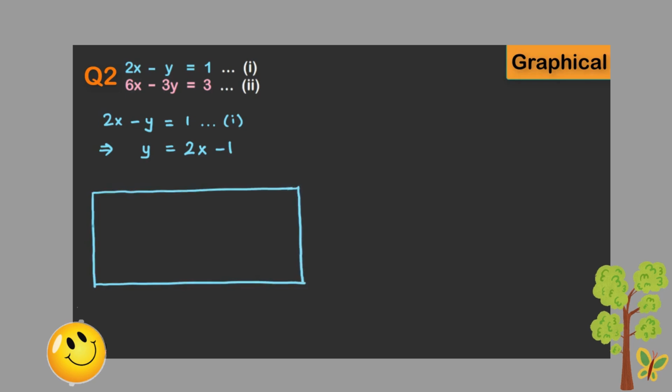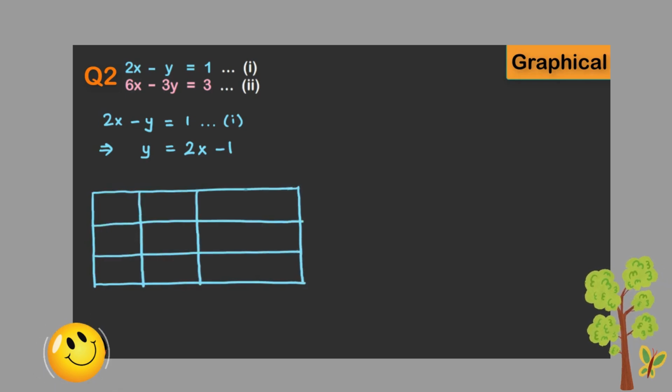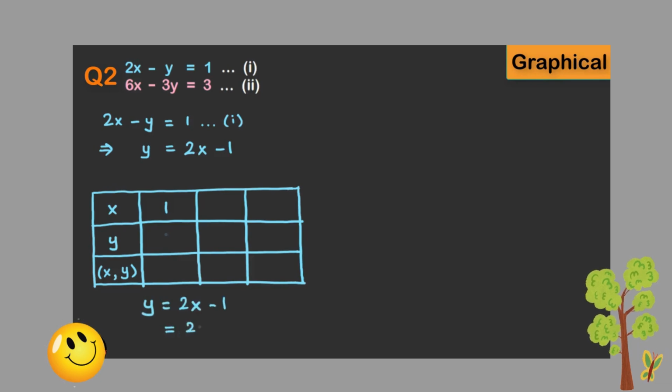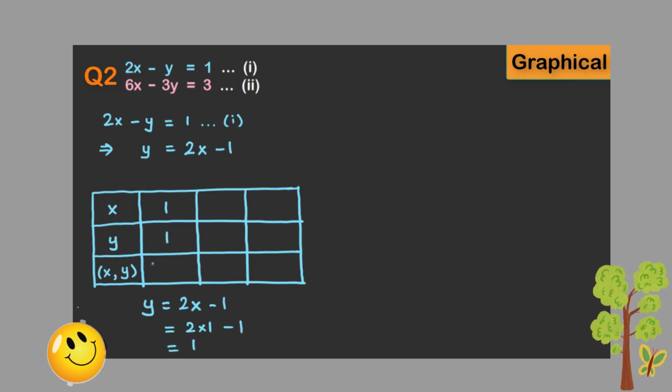Let's draw a table for the 3 points x, y. For the first point, let's take x equal to 1. Now using the equation y equal to 2x minus 1 and substituting x as 1, we get the value of y as 1. So we have our first point, 1, 1.